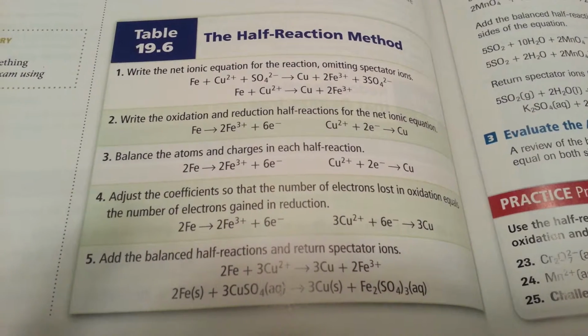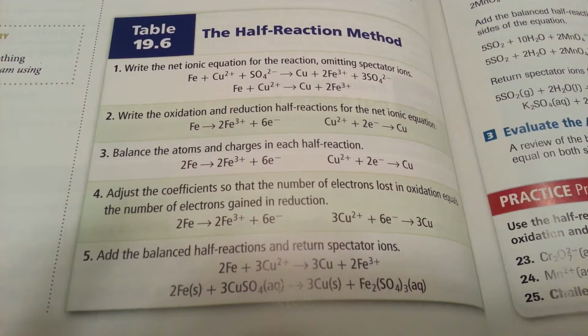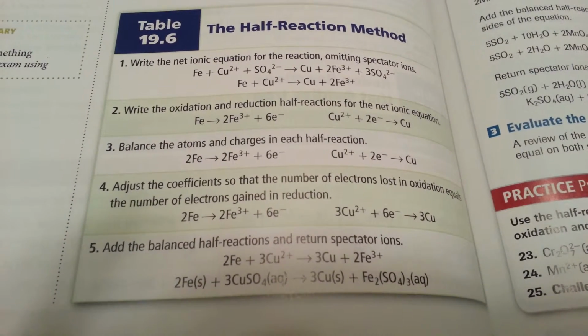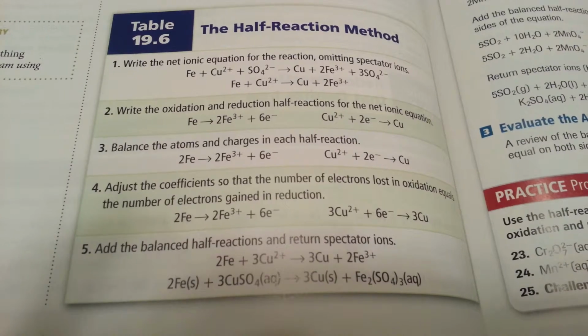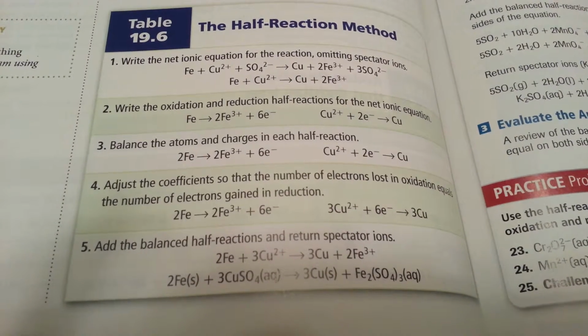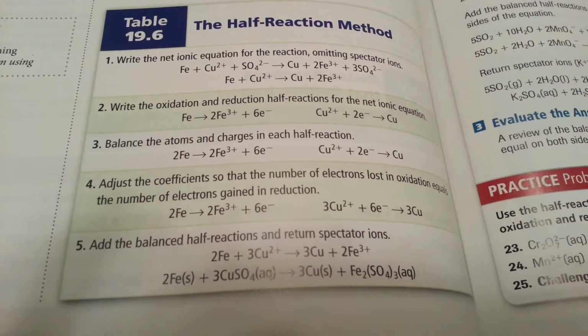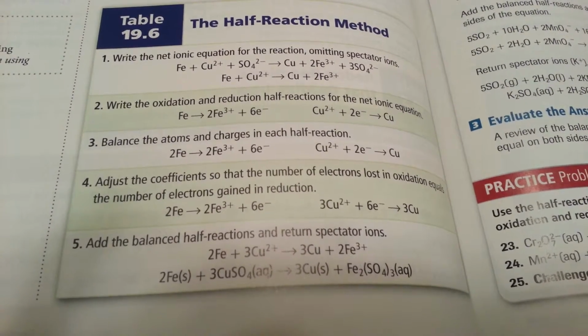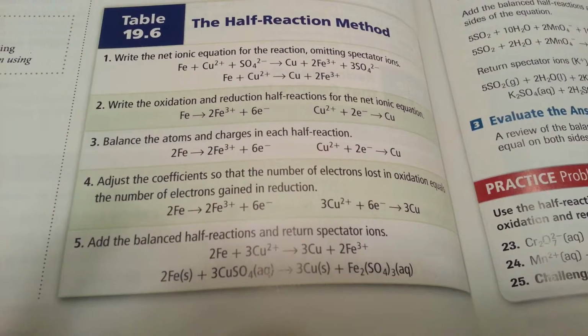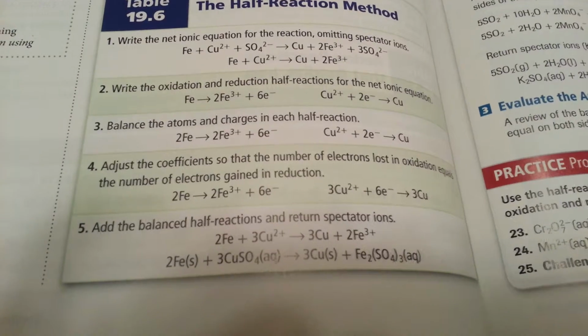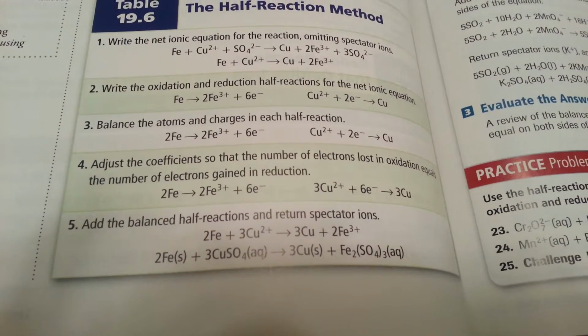Then you write the oxidation and reduction half reactions for the net ionic equation. You balance the atoms and charges in each half reaction. You adjust the coefficients so that the number of electrons lost in oxidation equals the number of electrons gained in reduction. Notice we multiply by a whole half reaction in the example, not just the number of electrons. And then we add the balanced half reactions and return the spectator ions.